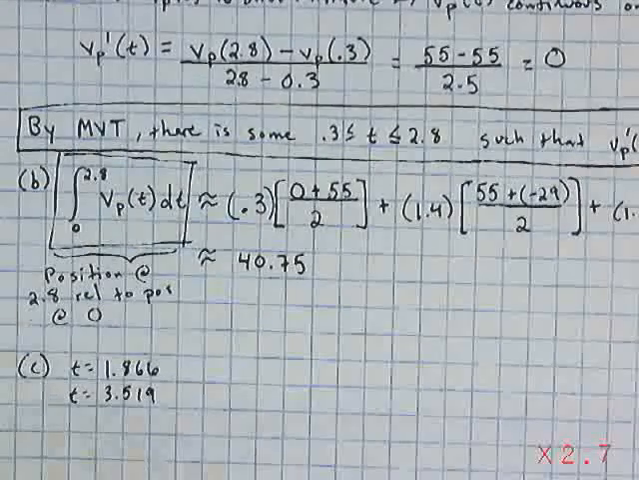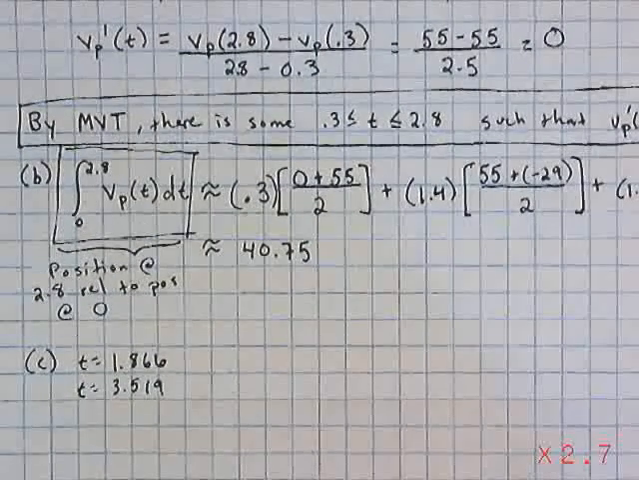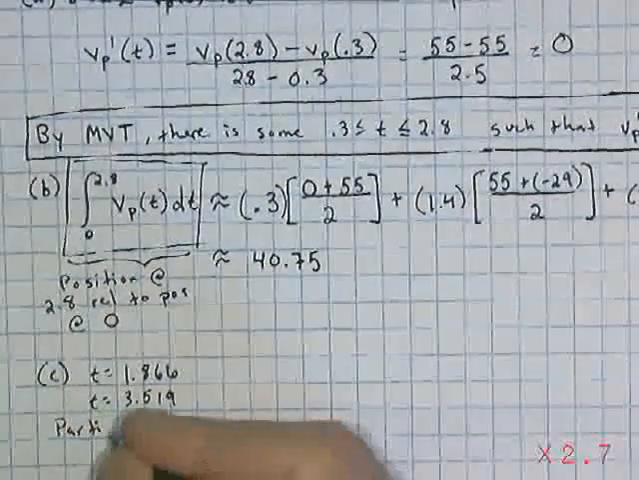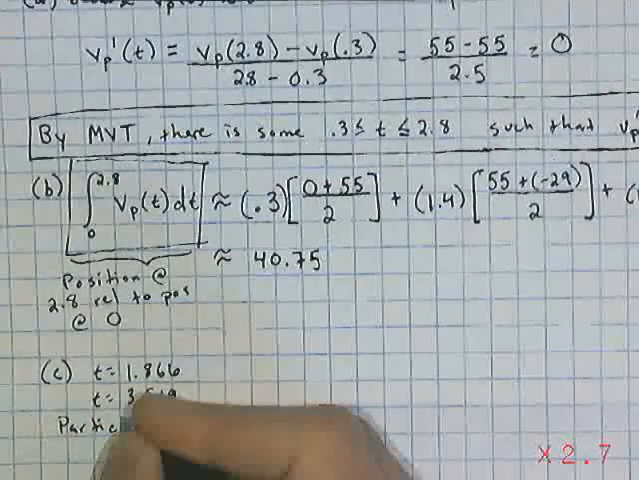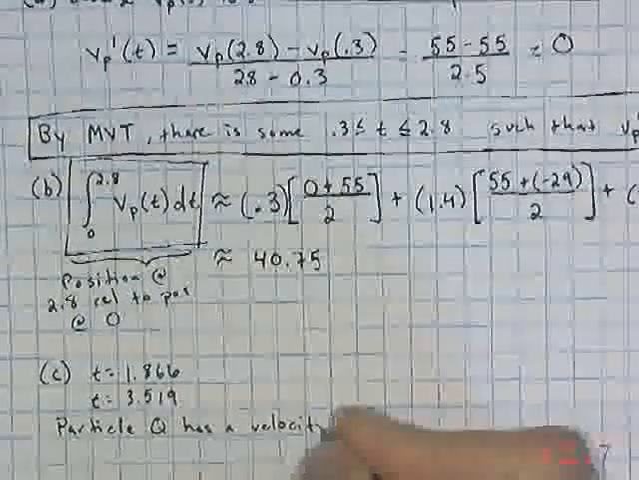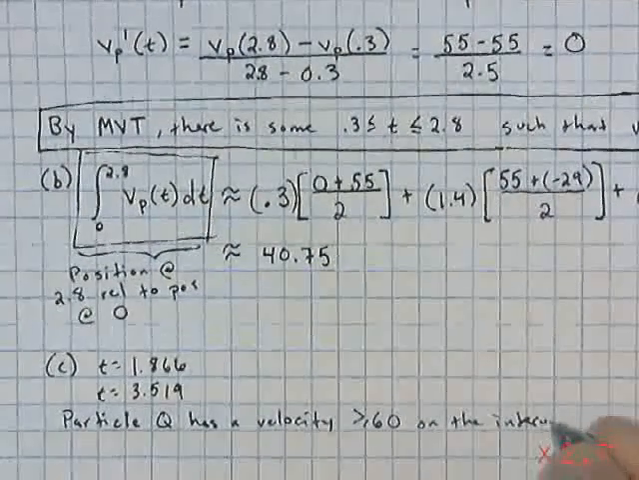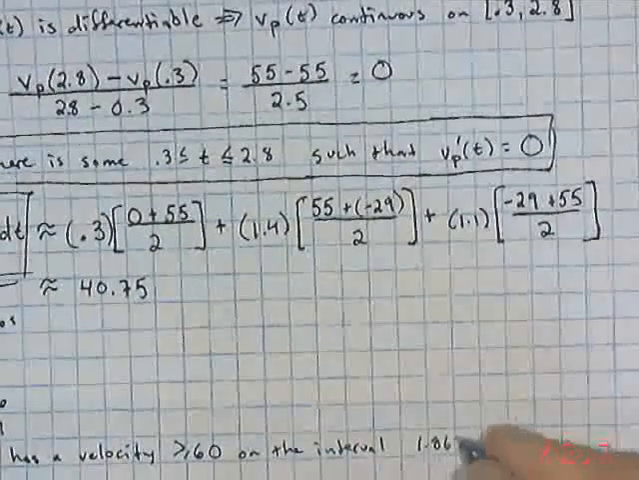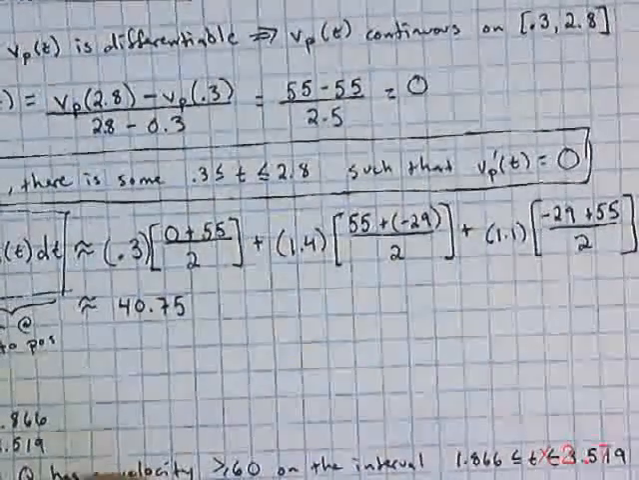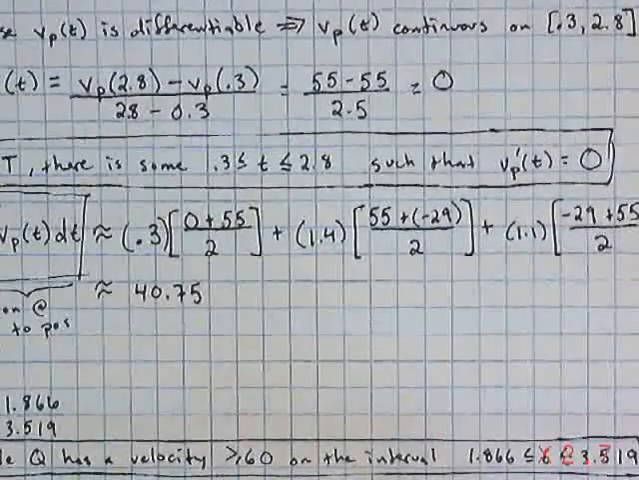Okay, and so that's part 1 of part C, is that we just need to maybe pretty that up a little bit and say the particle Q has a velocity greater than or equal to 60 on the interval between 1.866 to 3.519. So that's going to hopefully score us 1 point.